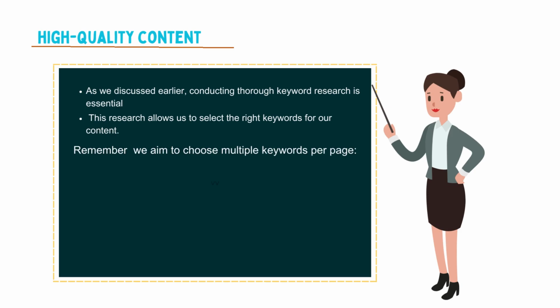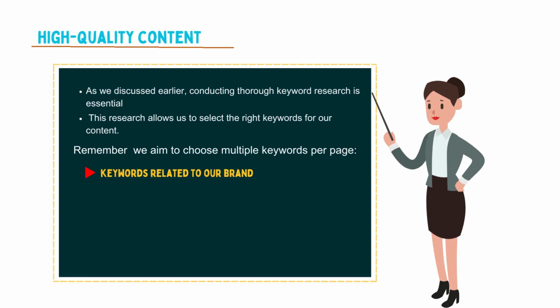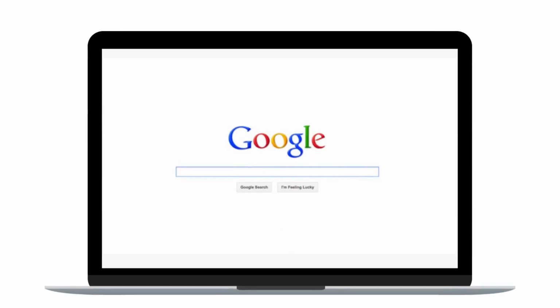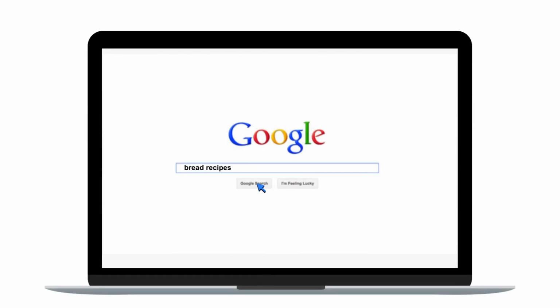Remember, we aim to choose multiple keywords per page, including keywords related to our brand, the content itself, and the keywords that align with the user's intent. For instance, if we consider the example of bread recipes, users may search for specific types of bread recipes or seek answers to questions like how to make bread or the best recipe for banana bread. By understanding and incorporating these user intents, we can provide relevant and valuable answers.